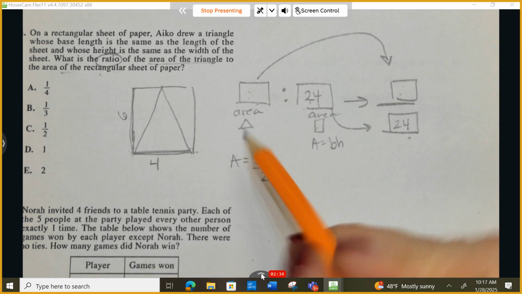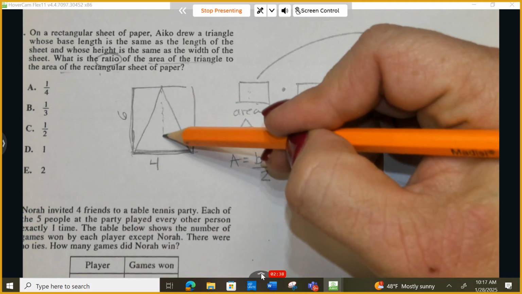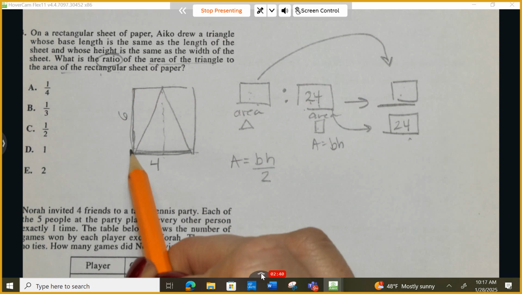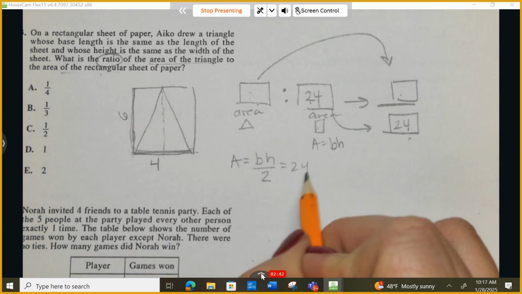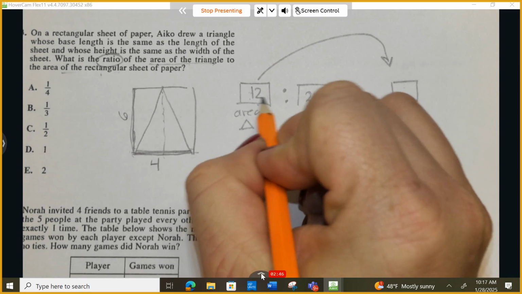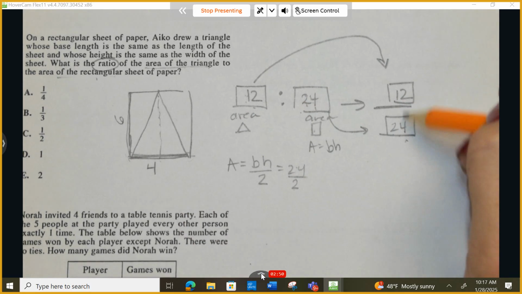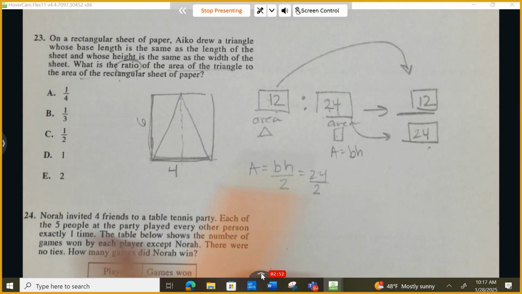We did that. So I want to take the base of this triangle times the height, which is 6. So 4 times 6 is 24, but then I have to divide it by 2. 24 divided by 2 is 12. So I have 12 over 24. 12 over 24. I look over here and I don't see any 12 over 24.